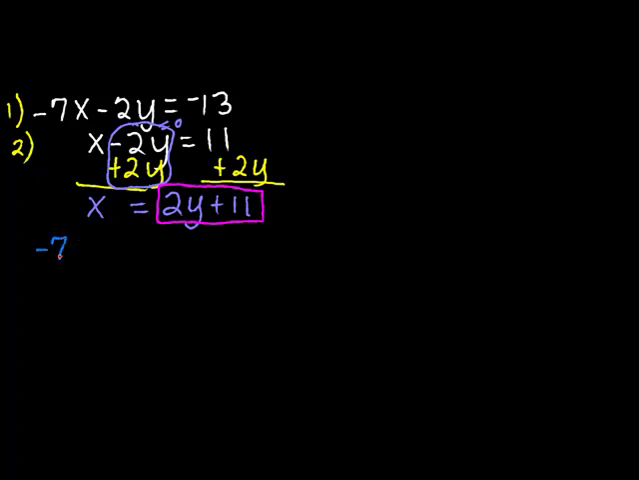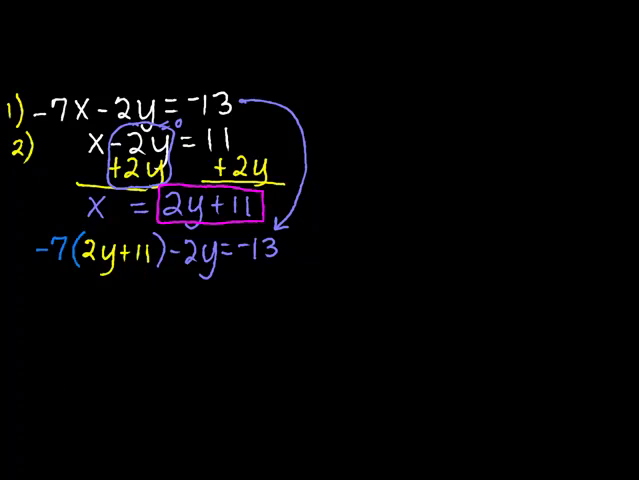In the very first equation, I'm going to replace the x with this expression. So it's going to become negative 7 times 2y plus 11, minus 2y equals negative 13. And again, this is all from this very first equation. Everything's the same except for the expression 2y plus 11, which I use to replace the x.